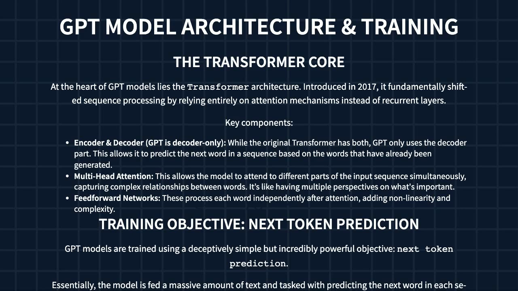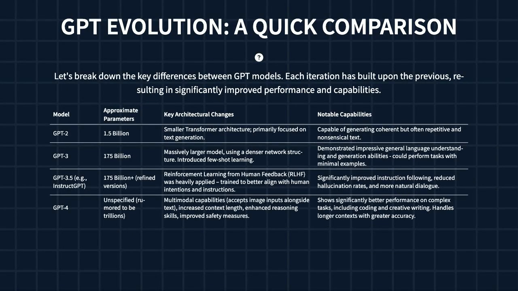Okay, let's talk about how the GPT models have evolved. Starting with GPT-2, it was a relatively smaller model with just 1.5 billion parameters, great for generating text, but sometimes a bit repetitive or nonsensical. Then came GPT-3, which exploded in size to 175 billion parameters. This massive increase led to better understanding and generation abilities, particularly the ability to learn from very few examples.